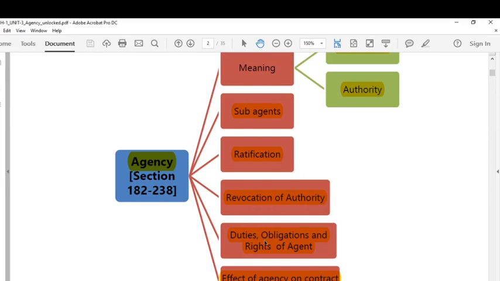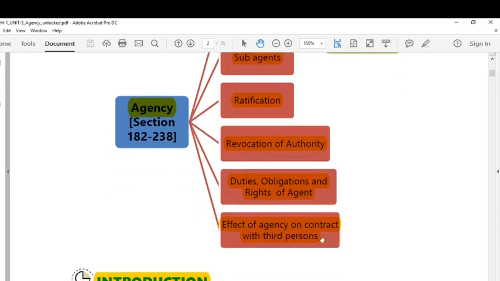And the next one is the various duties, obligations, and rights of agent. Because in the contract of agency, it is the agent who plays a very key role. The obligations and rights of the agent will be studied in depth, and these topics are very pertinent from your examination point of view.